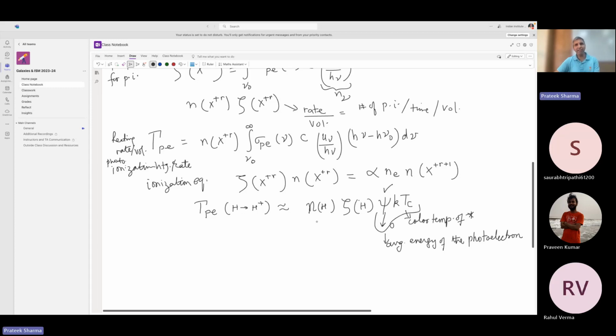So for a precise calculation, of course, you should also include photoelectric heating of the helium atoms, ions and so on. But this is reasonably good because hydrogen is the most abundant.